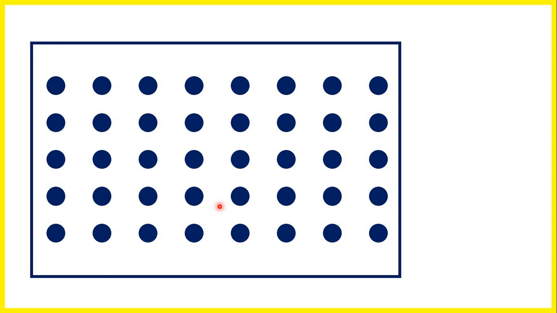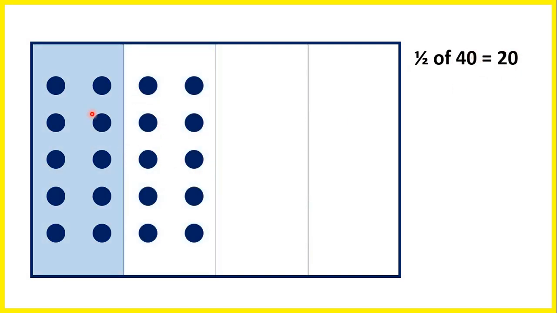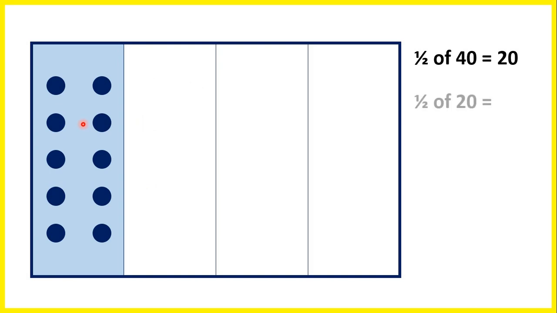So here we've got one big rectangle with 40 circles, and we can think of this rectangle as a fraction bar. So if we take half of our 40 circles, we've now got 20 circles, so half of 40 is 20. But now let's think about those 20 circles. If we take half of those 20 circles, half of 20 is 10.